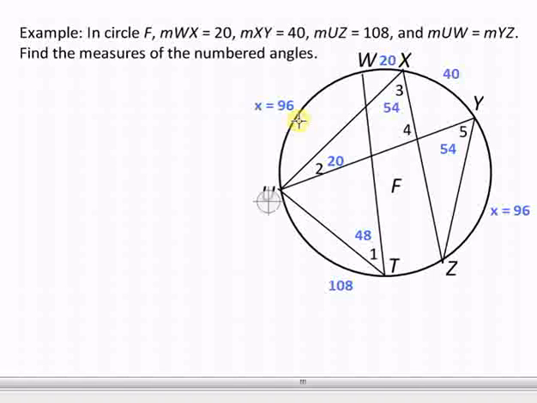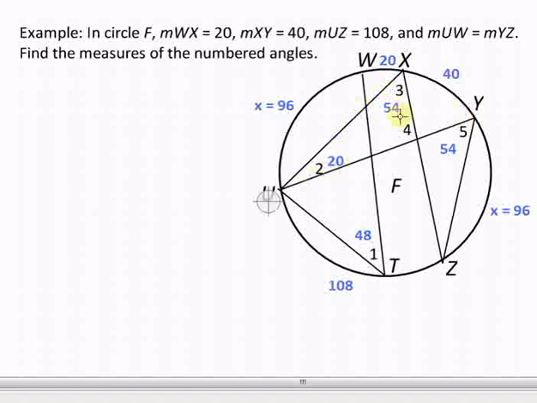Once we've got that, we're ready to solve these interior angles. Now, angle 1 is an inscribed angle, just as we've learned about, because its vertex is on the circle. Because it intercepts arc UW, which has a measure of 96, it measures half that, which is 48. Angle 2 is another inscribed angle, vertex is on the circle, and it intercepts arc XY, which is a measure of 40, so it measures 20.